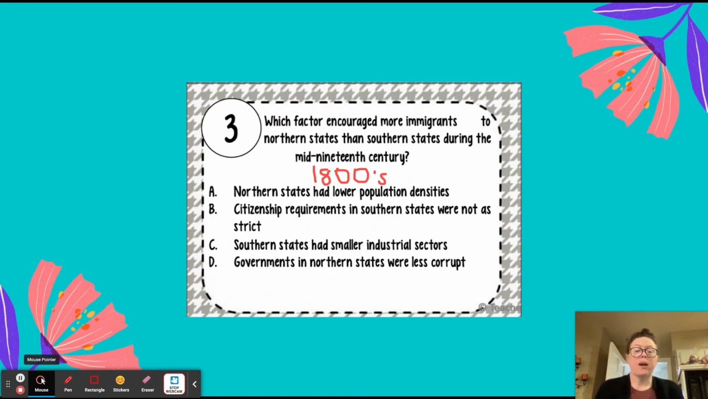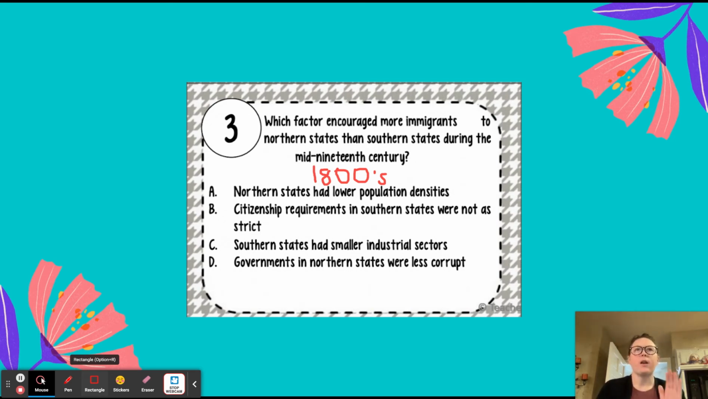So again, we're asking what factor encouraged immigrants to move to the northern states rather than the southern states during the mid 19th century. So immediately when you see this question, you should be thinking, north versus south, what's the difference here? In the north, we have industrialization, we have factories. That's how people are making their jobs. We have big cities, they're a lot more diverse. In the South, it's agrarian, they're farming, they're using slave labor, they have plantations, there's not a lot of diversity, there's not a lot of job opportunities.